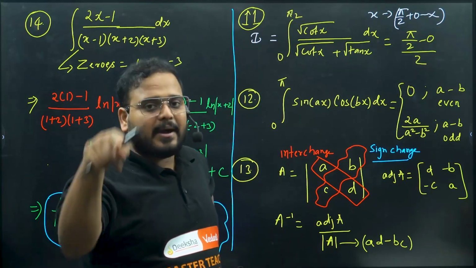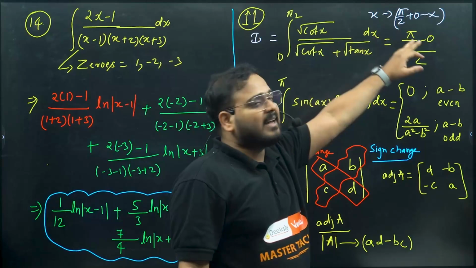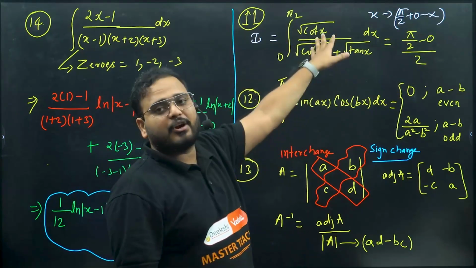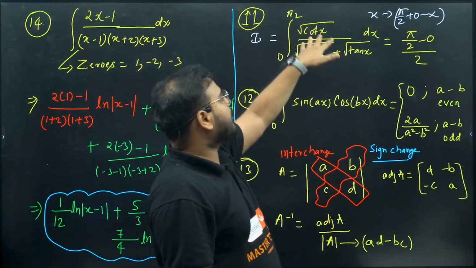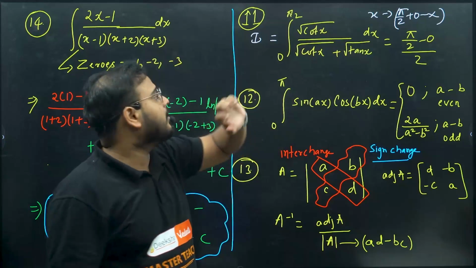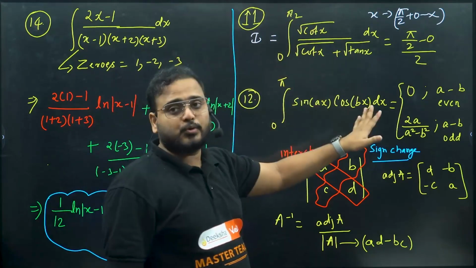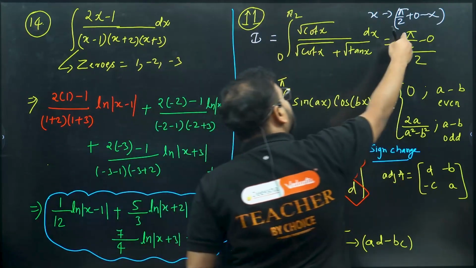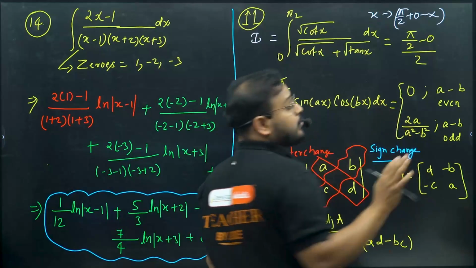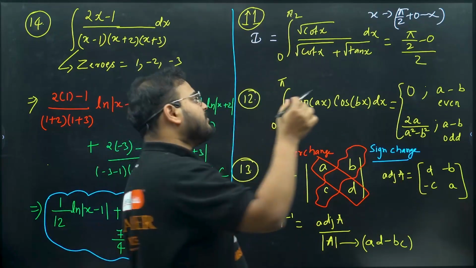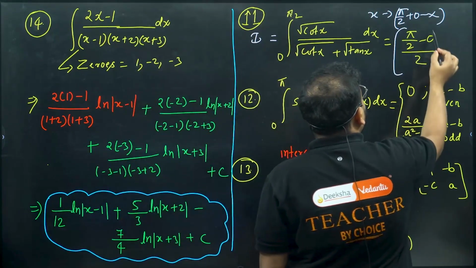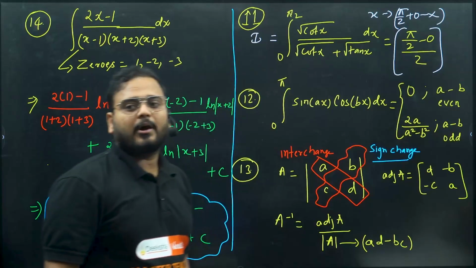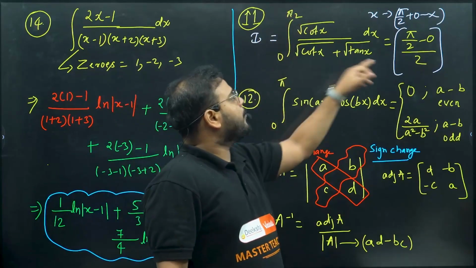So a plus b minus x: if you replace x by that and get a similar kind of condition, meaning the numerator and denominator cancel, the answer will be simply upper limit minus lower limit by 2. Upper limit is pi by 2 minus lower limit, which is 0, by 2. I know all of you know this question because I've taught you this on multiple occasions. The answer will be coming out as pi by 2 minus 0 by 2.